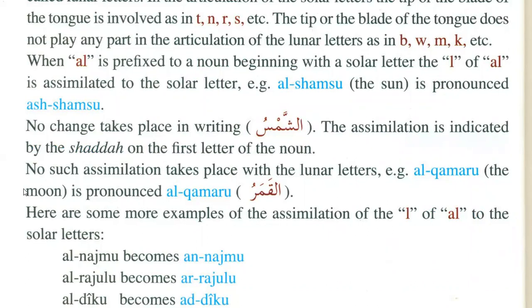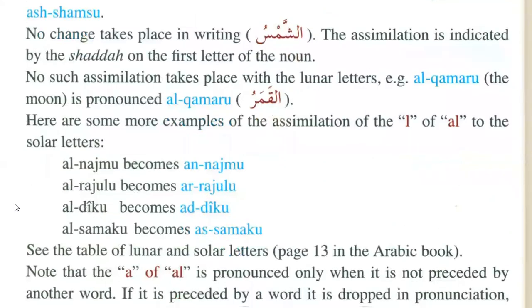The assimilation is indicated by the shadda on the first letter of the noun. No such assimilation takes place with the lunar letters. Example, al-qamaru, the moon, is pronounced al-qamaru.